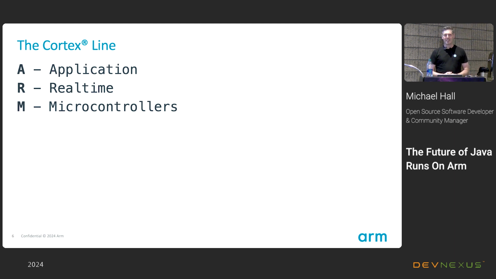The R you're going to see less of. They're not quite as common, but that stands for real time. You will see those primarily in automotive use cases where you do need more power than a microcontroller, but you still need it to be real time for safety issues. And then the Cortex-M is what you'll find in the Raspberry Pi Pico and the Arduinos and a lot of custom microcontrollers.